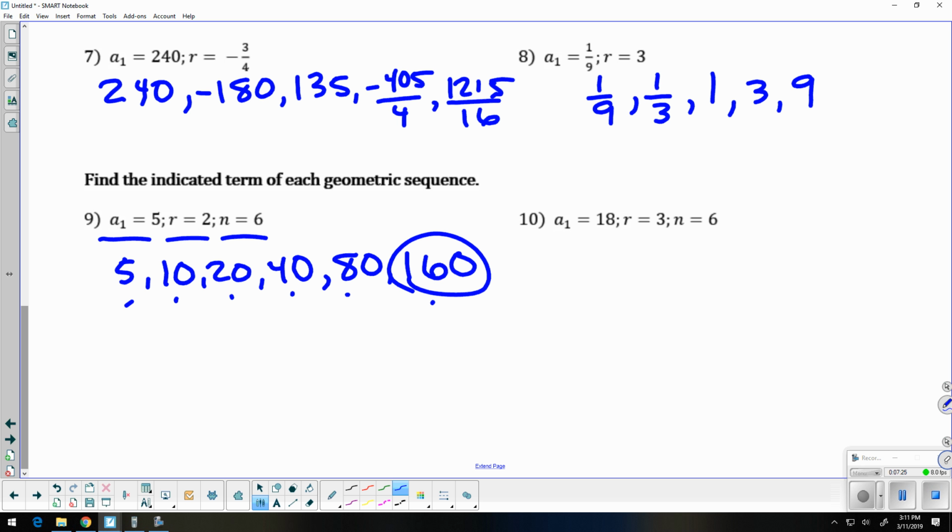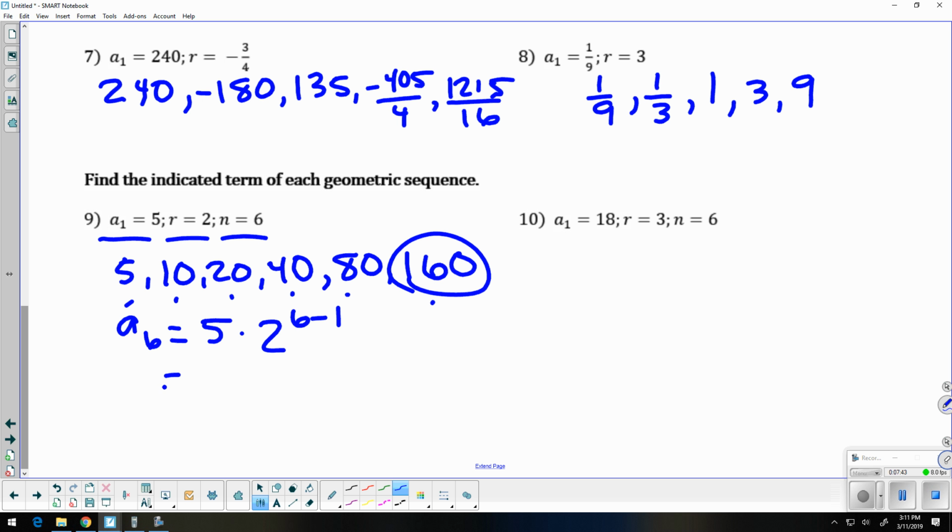So plugging this into the new formula, you're trying to find a sub 6, knowing the first term is 5. And then after that, you're multiplying by r, which is 2, raised to the n minus 1, which is 6 minus 1. So even if we work this out, it should still come out to be 160 either way.